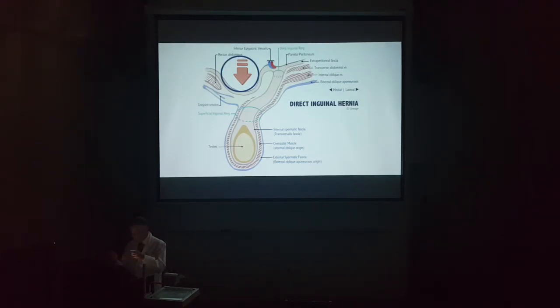This is a direct inguinal hernia, and you can see that the neck is quite wide. If, when you ask the patient to cough, the swelling goes this way, then this is indirect inguinal hernia through an inguinal canal.